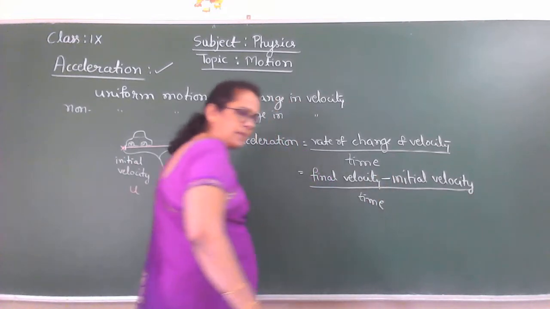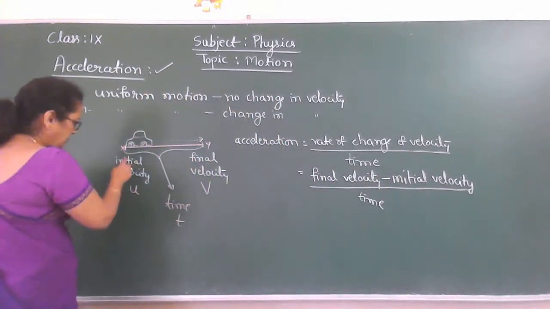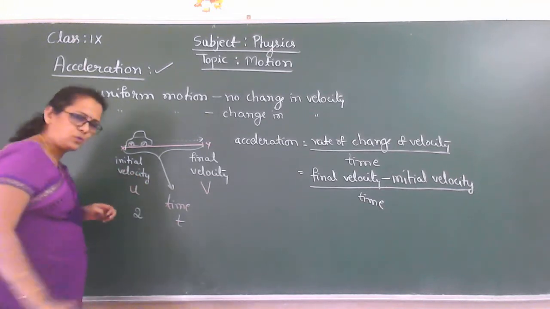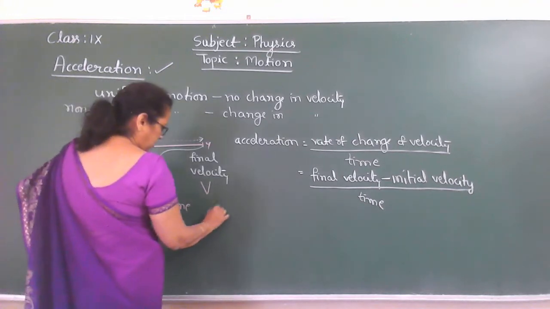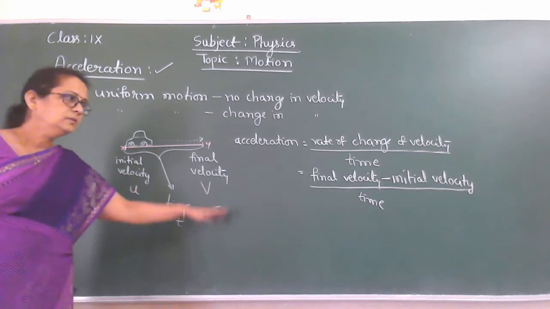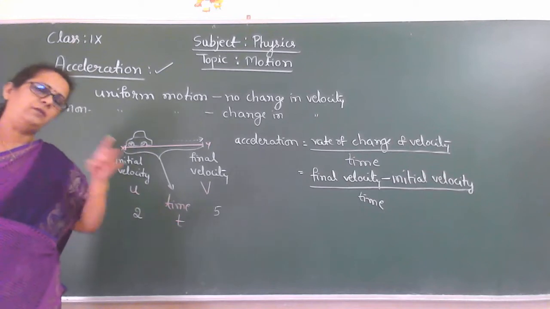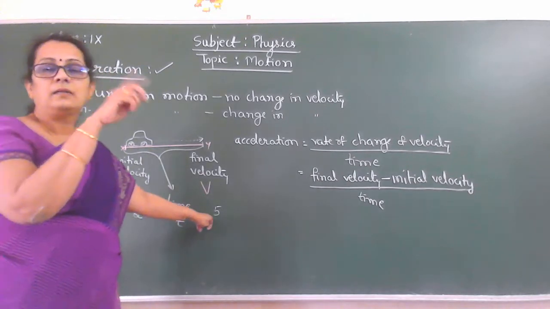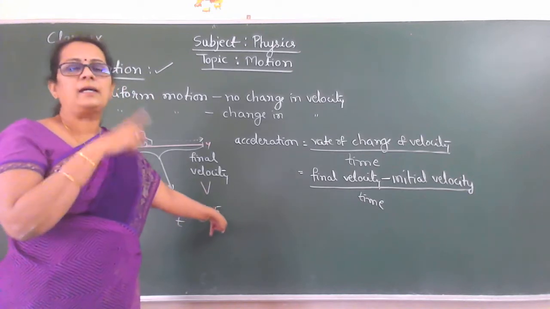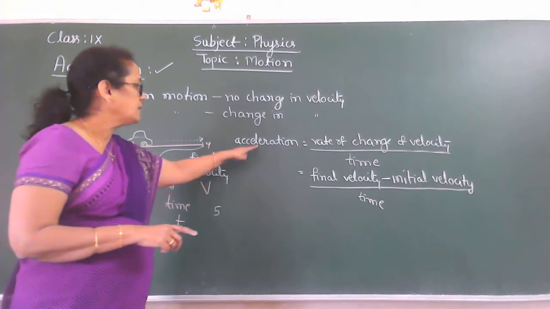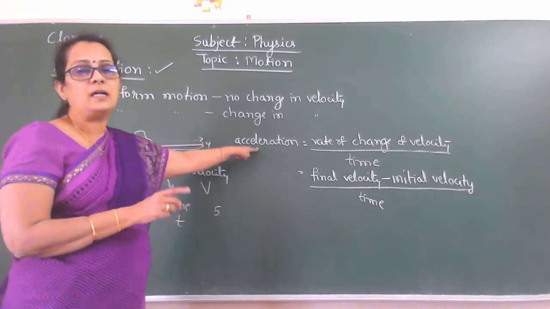For example, suppose initial velocity is 2 and final velocity is 5. Can you subtract 2 minus 5? You can, but you have to put a minus sign. When the acceleration becomes minus, then we call it by another term, that is retardation.